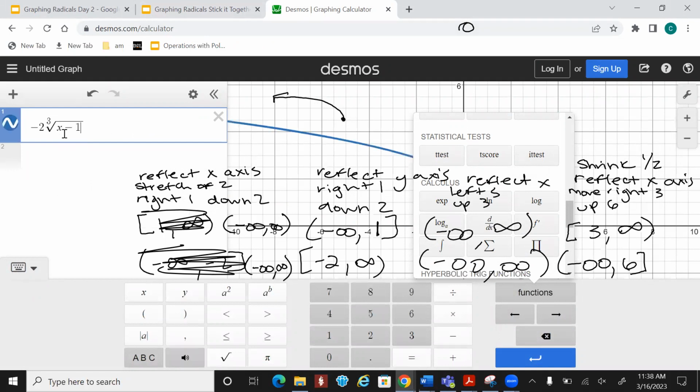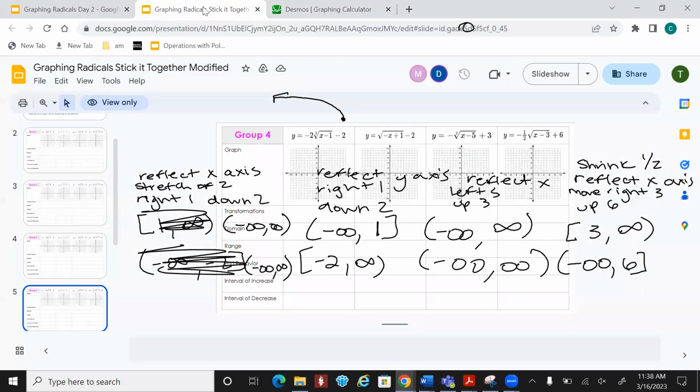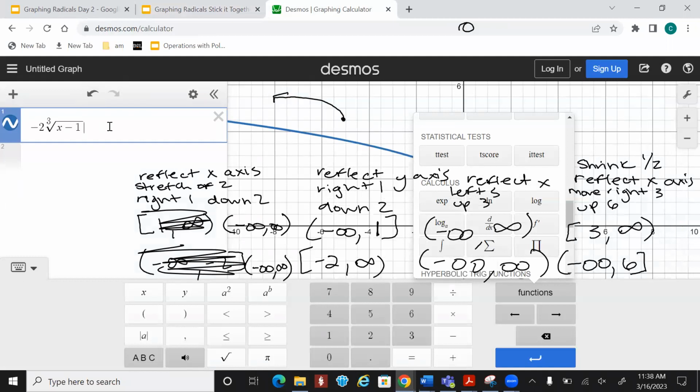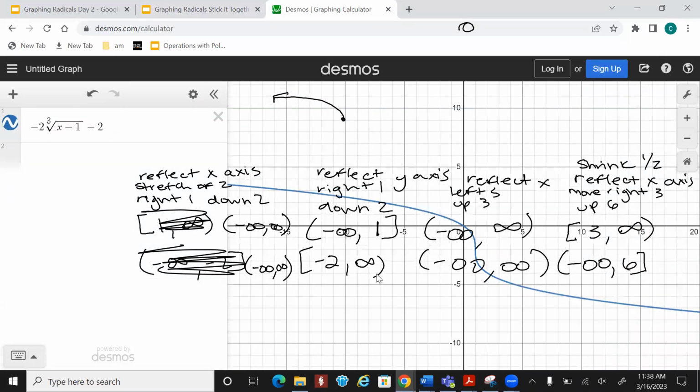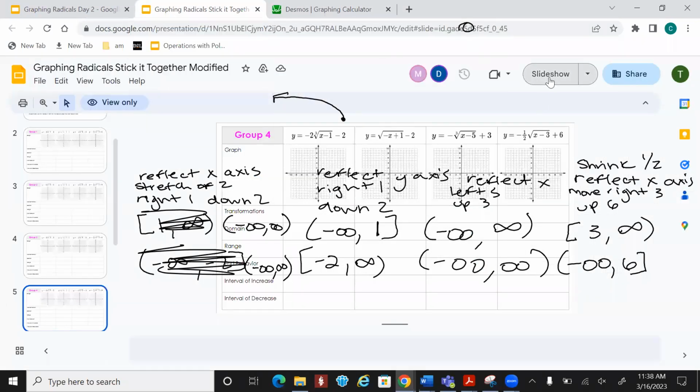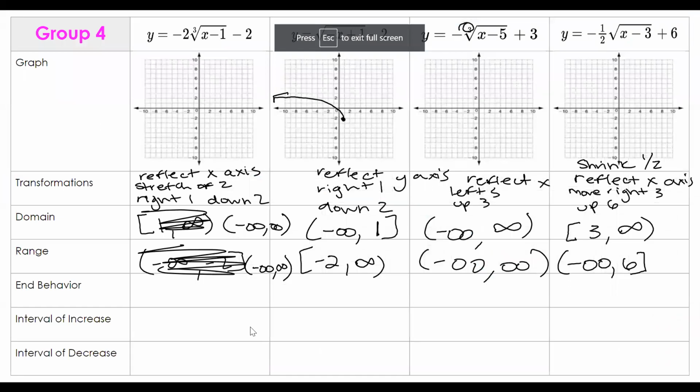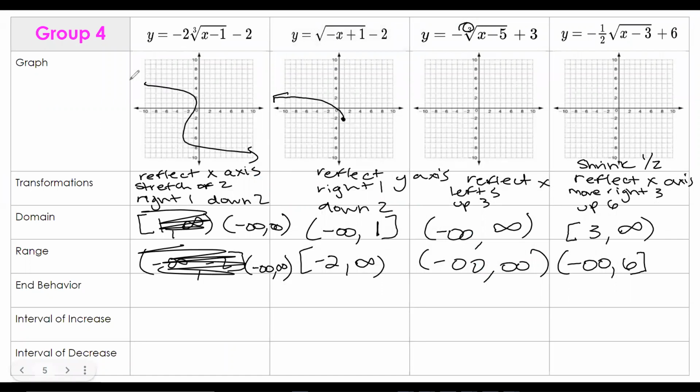Oh, okay. So we got X minus one on this one, and then we got minus two on the outside. So I would go ahead and graph this function, and you can just do a rough sketch. That's okay. So it's going to look something like this. Yep, real rough sketch.